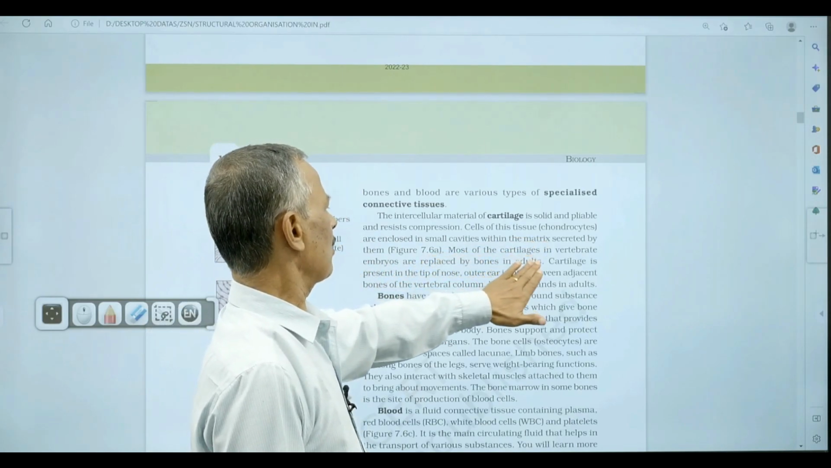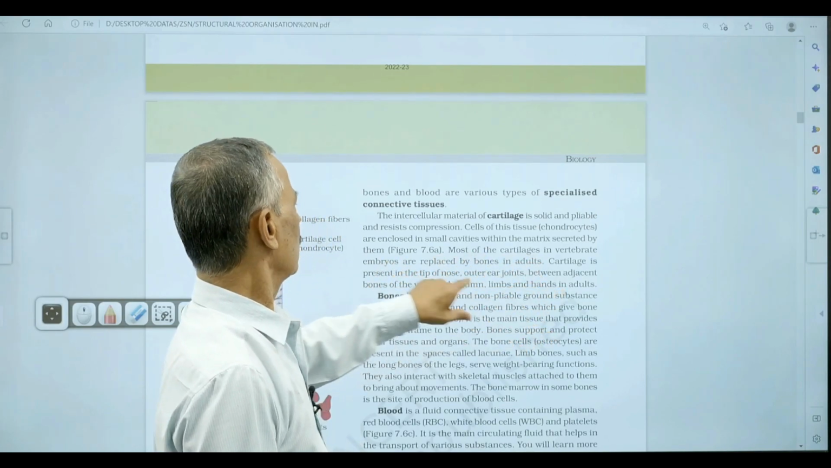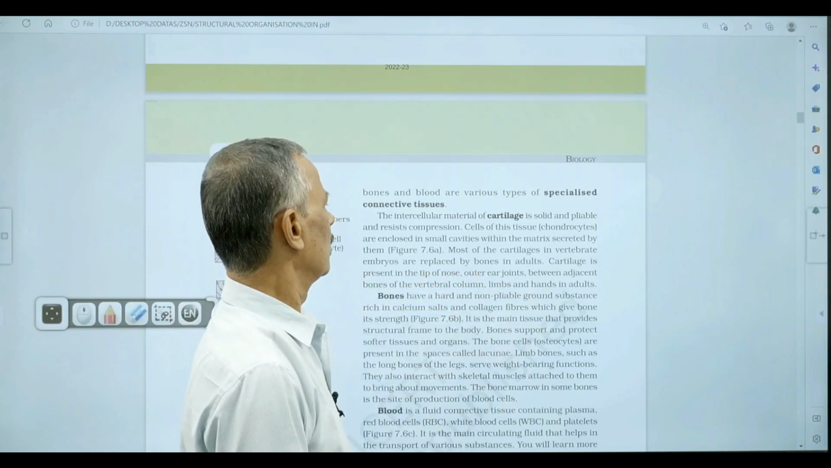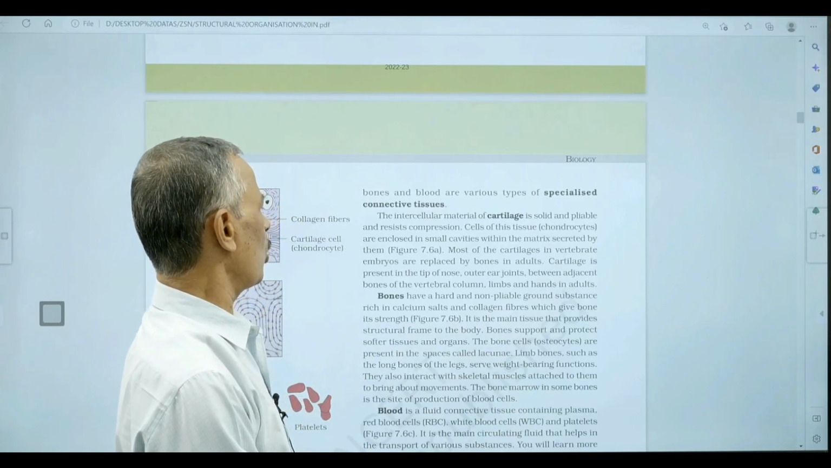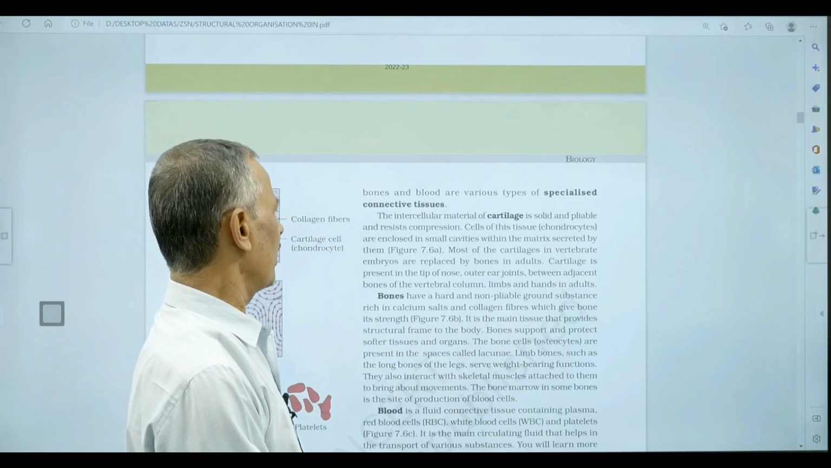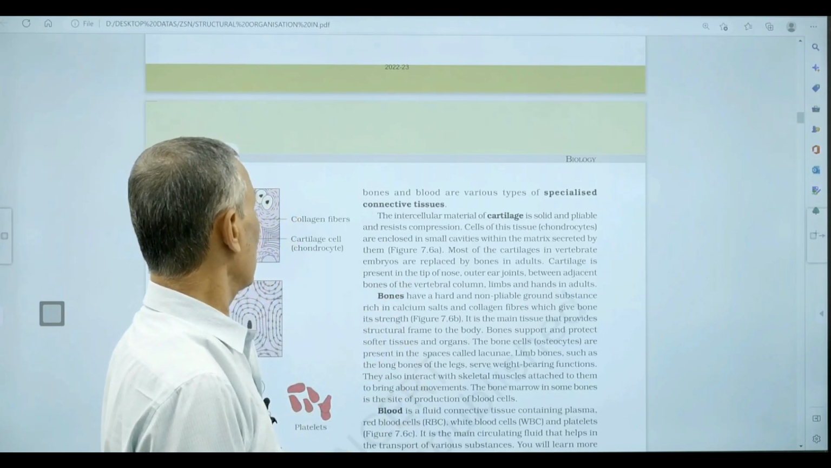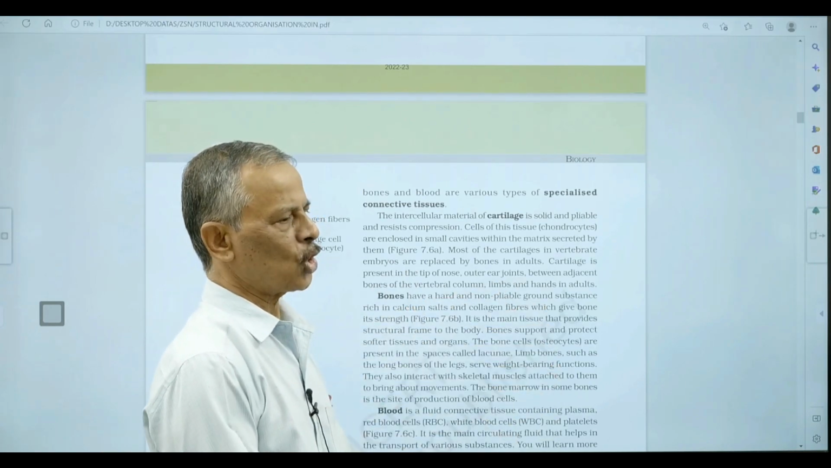Most of the cartilages in the vertebrate embryo are replaced by bones in adults. So, cartilage is present in the tip of the nose, the outer ear, and the joints between adjacent bones of the vertebral column, limbs and hands in adults. Whereas bones are harder, non-pliable, and strong.